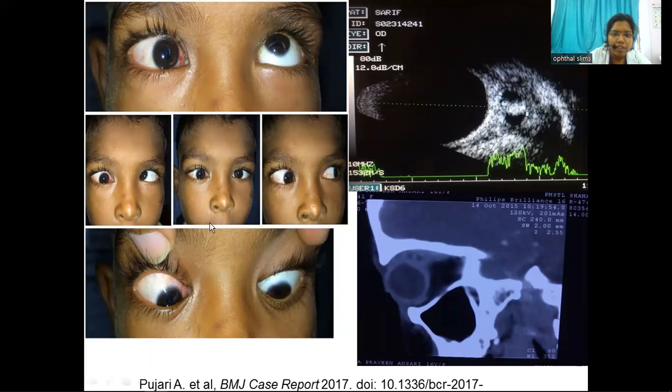This is the child with ocular cysticercosis, where the extraocular muscle is involved, and the child is having difficulty in eye movements, and ophthalmoplegia is there. This is the ultrasound picture, where we can see a hypoechoic area with a hyperechoic area. This is the cyst, where this hyperechoic area corresponds to the scolex. This is the MRI picture, where there is location of the cyst in the extraocular muscles.